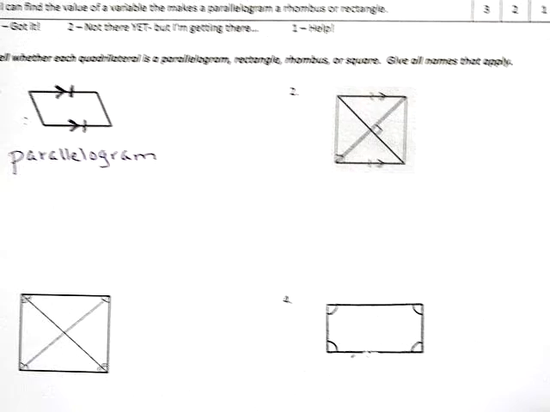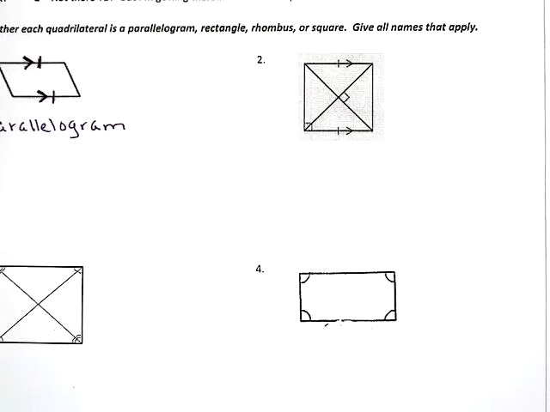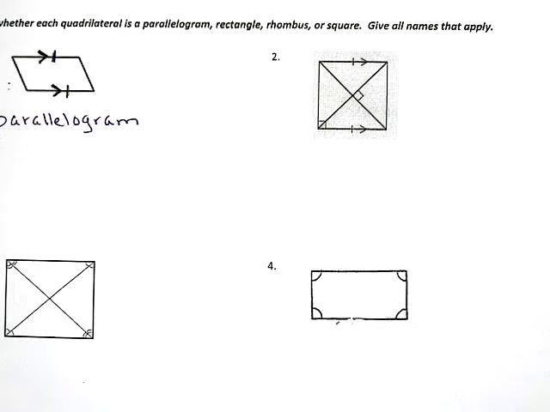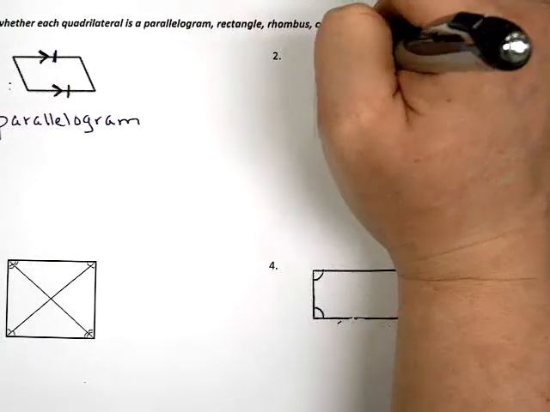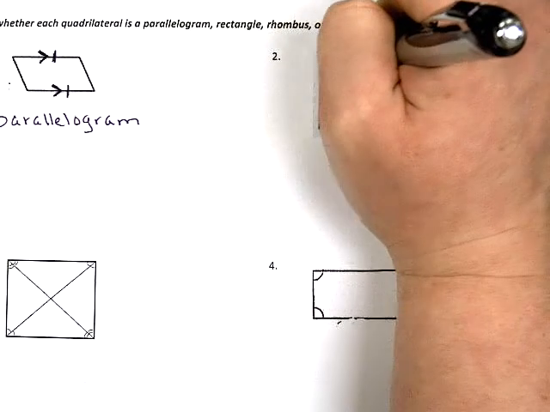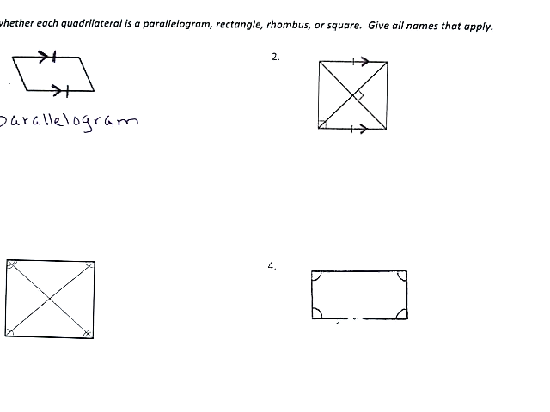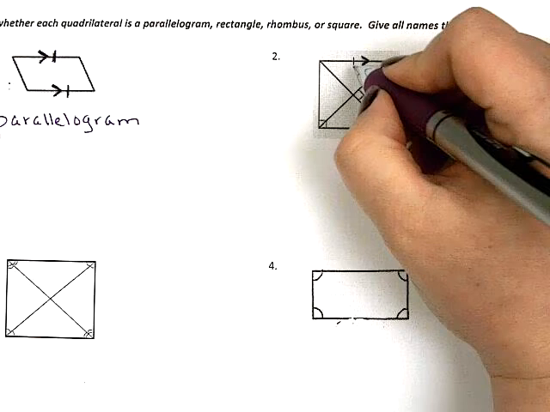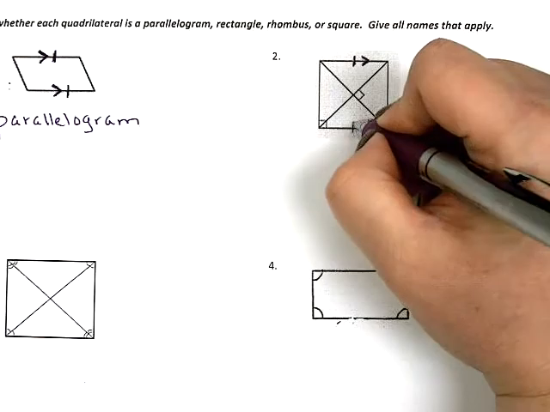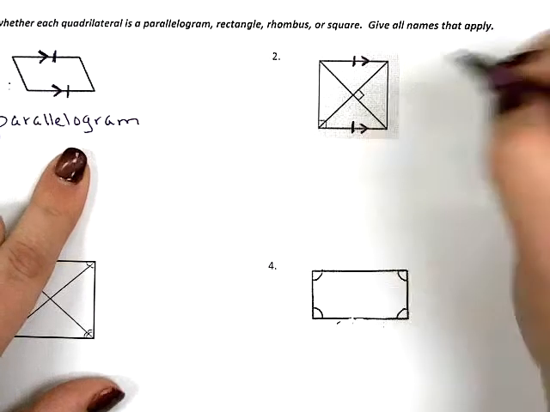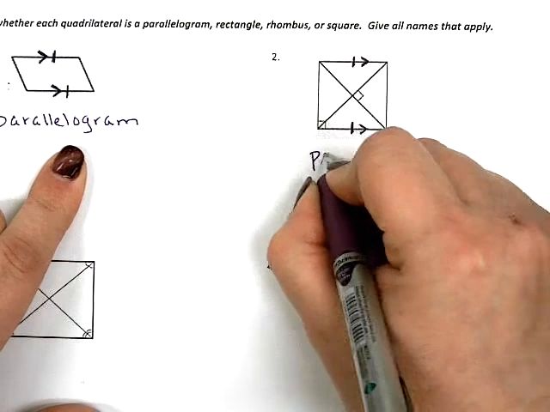All right, so let's take a look at number 2. Well, I actually see something really similar in number 2 because I see that I've got these arrows to tell me that those sides are parallel and those same sides are marked congruent, which means automatically I can say the same thing I said for number 1. It's definitely a parallelogram.